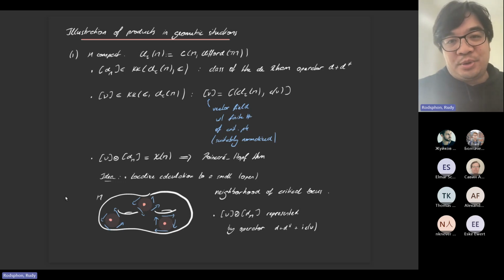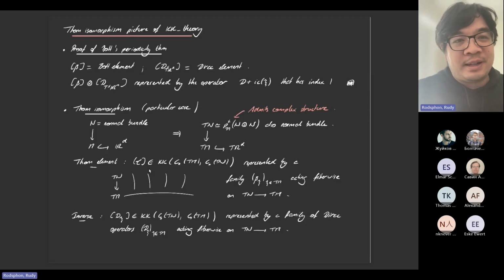If you want, KK theory allows you to separate the analysis and the topology directly. So in this case, here you have topological properties of the vector field that you can localize, and here you have the operator. Okay, so what's the next example?